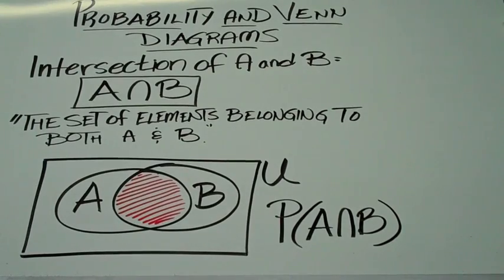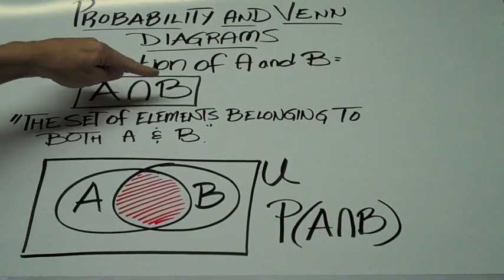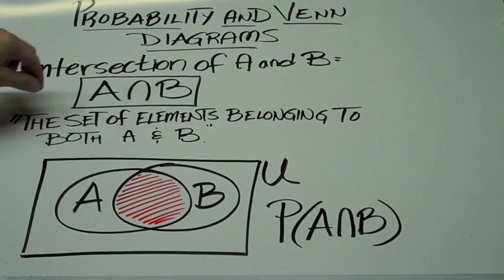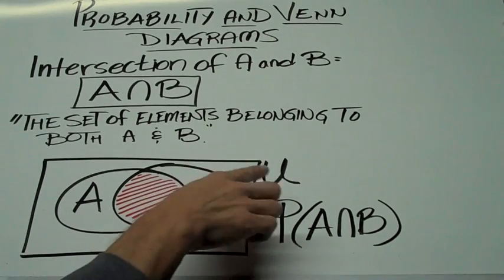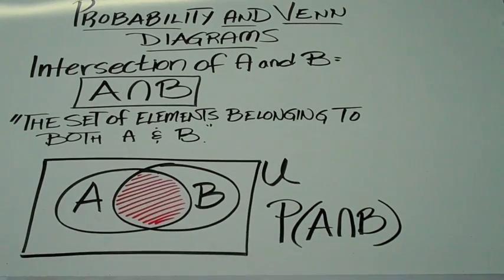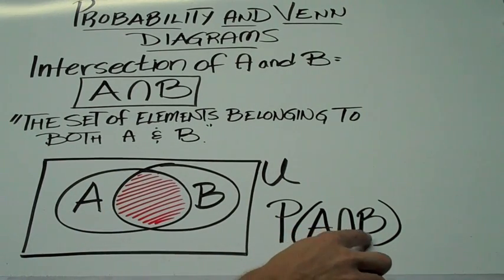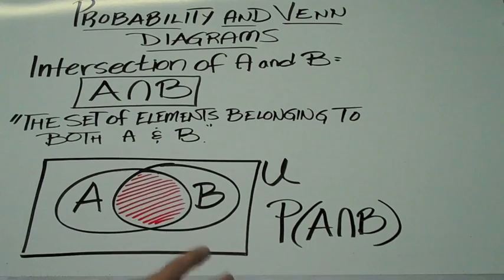The intersection of A and B is written like this: an A without the bar across, B. A and B, or A intersection B, is the set of elements belonging to both A and B. In our Venn diagram here, we have a sample space. We have two subsets, A and B. Where they overlap is A and B, or A intersection with B, right here in the middle.